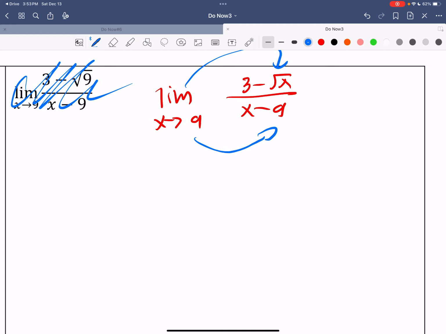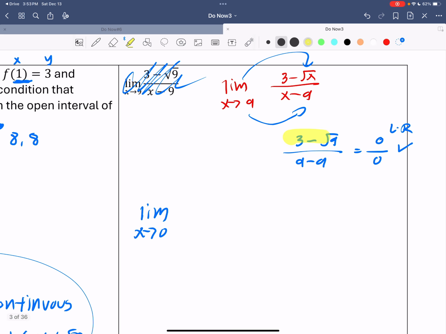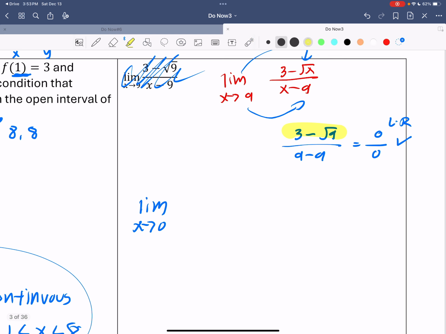If you plug in 9, you're going to get 3 minus square root of 9 over 9 minus 9. Square root of 9 is equal to 3, so you end up having 0 over 0, which does not make sense. I can use L'Hopital's rule. What L'Hopital's rule does is, you're going to take the derivative of this, so 3 disappears, the derivative of negative square root of x is going to be negative 1 over 2 square root of x, over the derivative of x minus 9, which is 1.